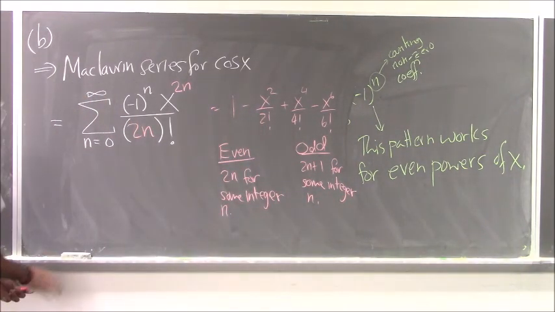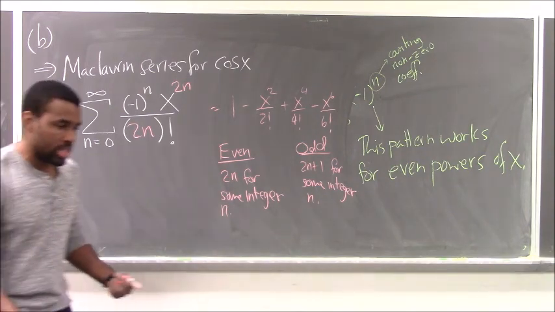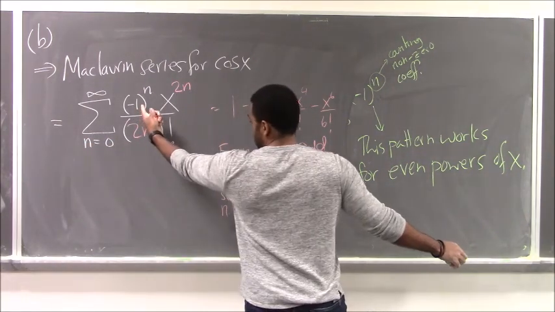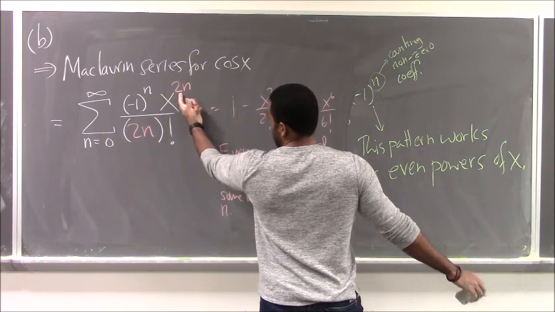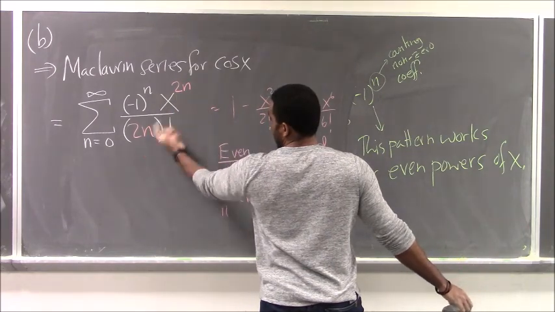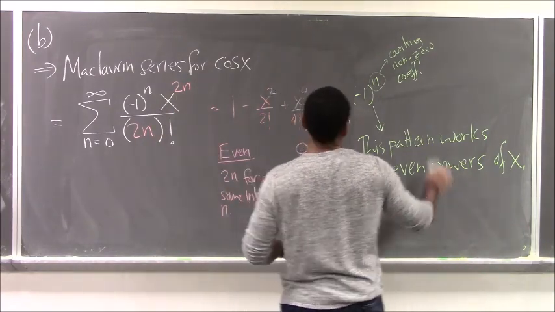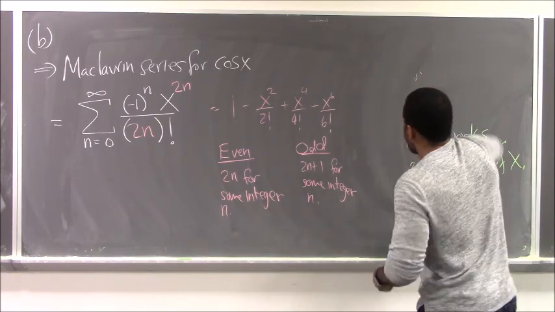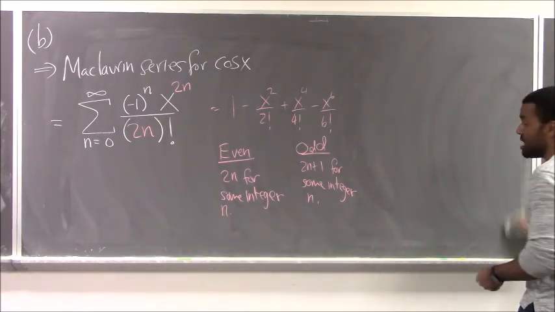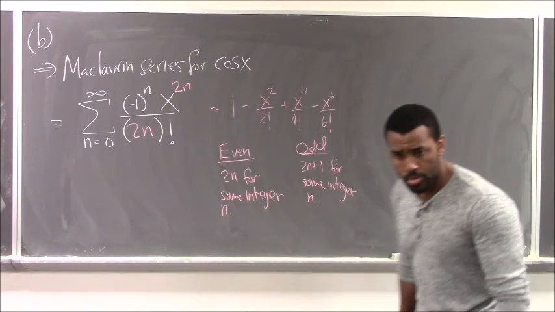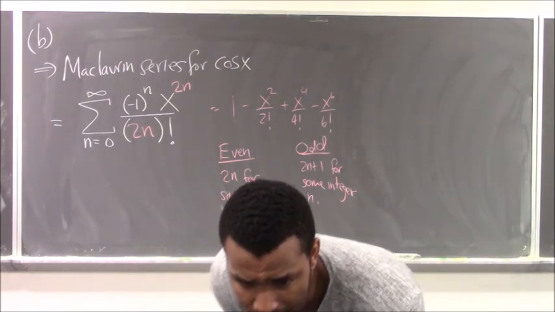So we realize the minus 1 to the n pattern only works on the even numbers. So I write down the pattern, minus 1 to the n, but then to force only the even numbers, I change all other n's in my formula to 2n, because 2n will spit out all the even numbers. Any questions on that?